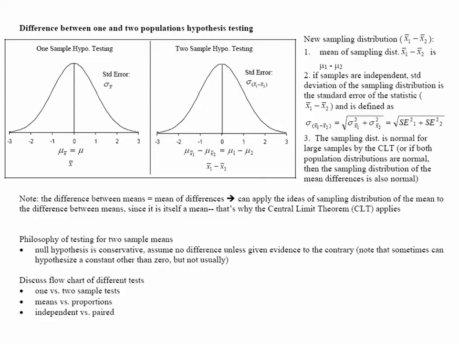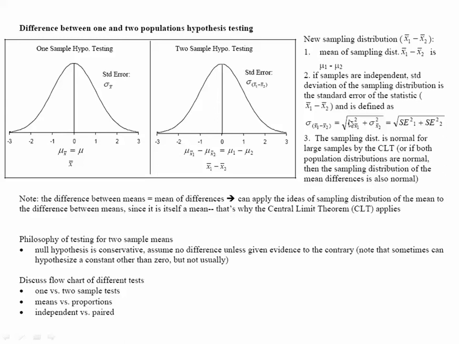So let's talk about the difference between one and two population hypothesis testing from our 6-step process. So the first step is that we have to calculate the means of the sampling distribution. If the samples are independent, the standard deviation of the sample distribution is the standard error of the statistic. We can see that we measure the standard error by taking the standard error of the difference.